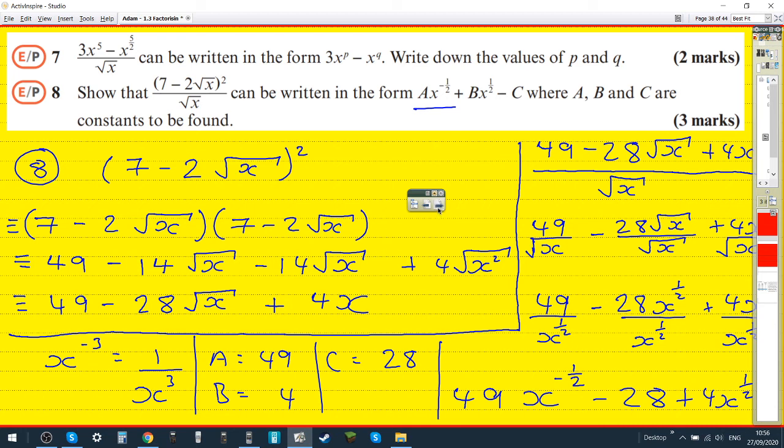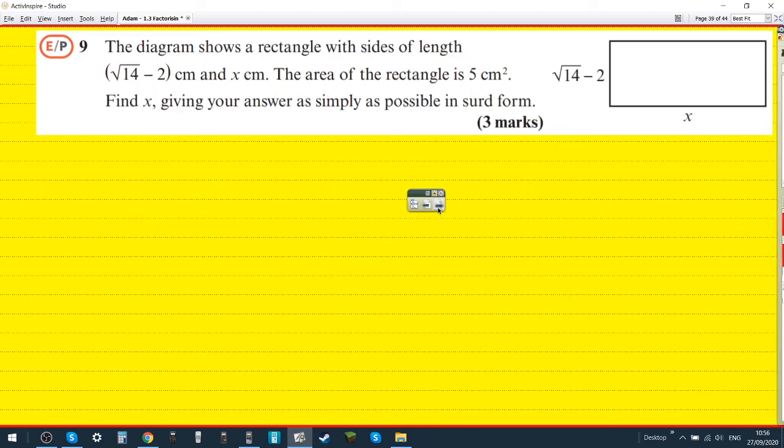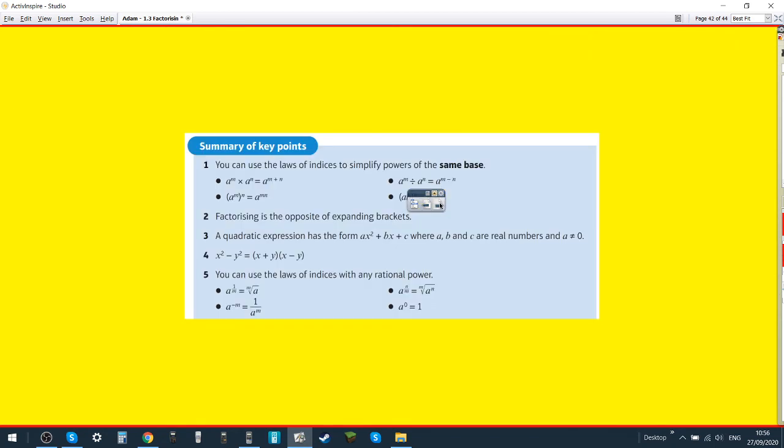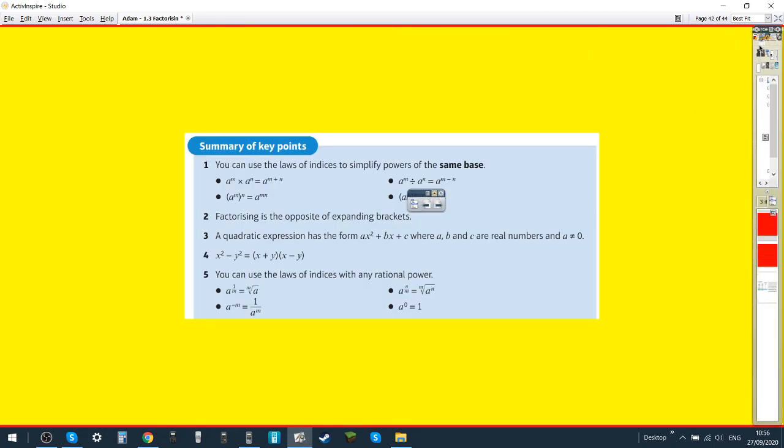Nope. So, let's see this one. That's not too bad. Find the area. It's just multiplying it. Yeah. Did we get most of it? We did. Okay, let me just go back quickly.